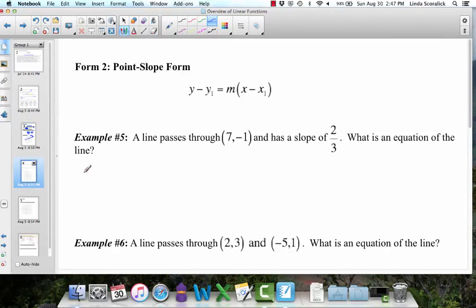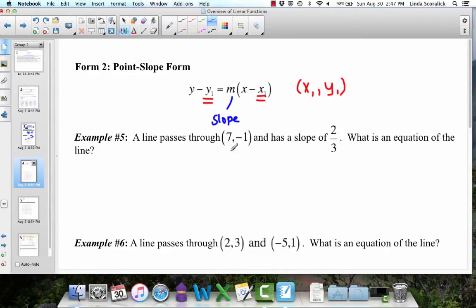The second way that we can represent a linear function is using what's called the point-slope form. In this form, m is still the slope of the line. But the other pieces of information are this y1 and x1. Together, they form an ordered pair for one particular point that's on the line.